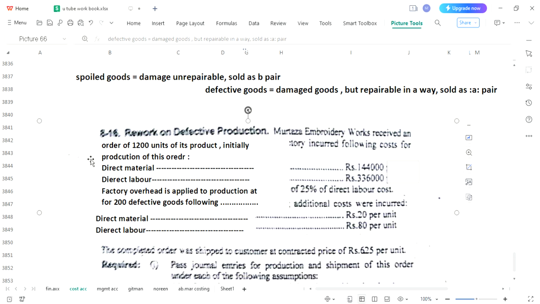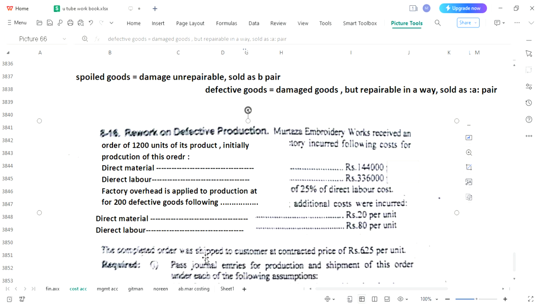Okay guys, so we should understand it. Direct material cost is 144,000. Direct labor cost is 336,000, and factory overhead is applied to the production as 25% of direct labor cost. For 200 defective goods, the following additional costs were incurred. Please do understand, for 200 defective goods the following additional costs were incurred: 20 per unit, 80 per unit, and factory overhead would be applied in a similar way.